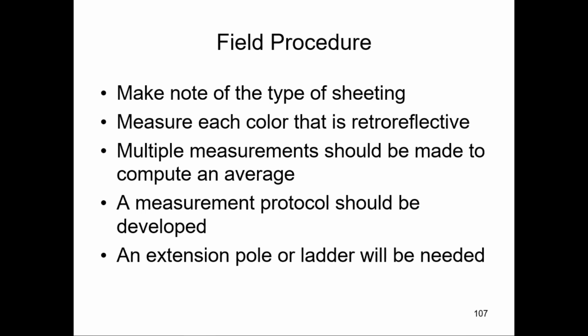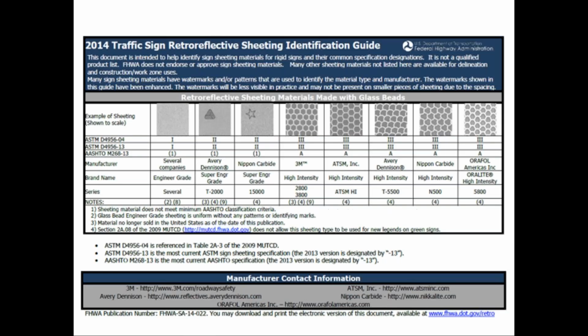I don't know if you remember earlier, I showed you some measurements I had made on certain colors and types of sheetings, and I always stated it as R sub average or R sub AVG. That's because it was an average of 4 measurements. And develop a measurement protocol for your agency. And I mentioned that you may need an extension pole or a ladder. And there's that sheeting identification guide I talked about. It'd be good to provide this, both sides of this, to your crews that are actually using the retroreflectometer.